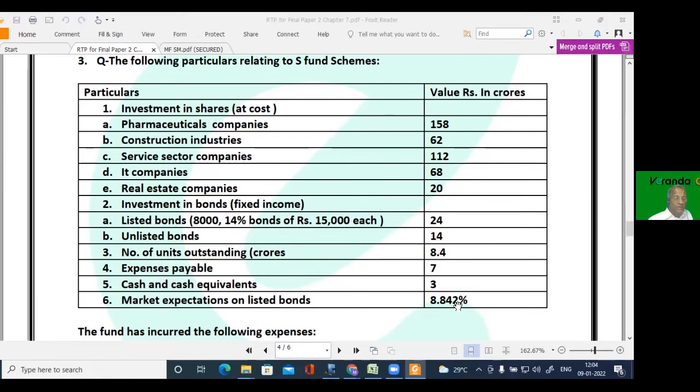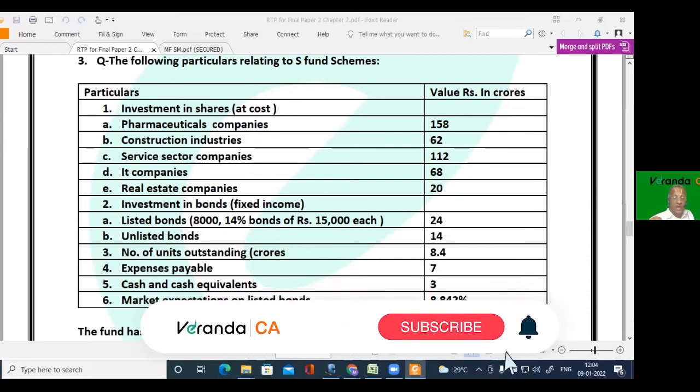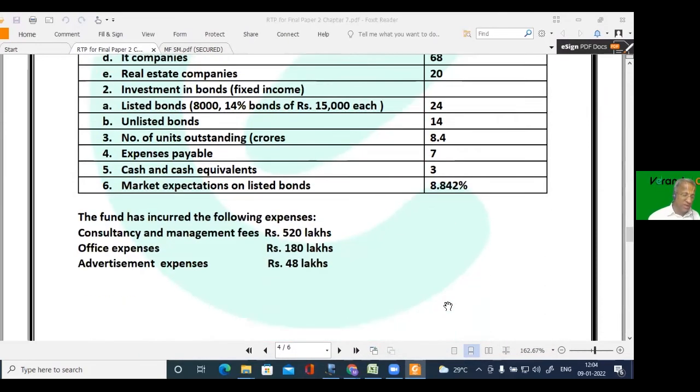And the market expectation on the listed bond is 8.842%. So whatever income you get, when it is divided by 8.842%, it should give you the value of the bond. Only for that purpose they have given it. During that particular period, the money they have spent has to be deducted from the cash, and the remaining cash is what we have to take up. Now you are expected to total up all the investments. For unlisted bonds, they have not mentioned anything, so the fair basis could be the same value only.